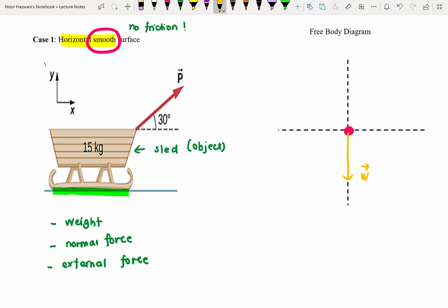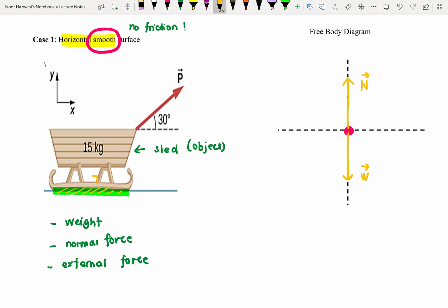And then second, we have normal force. Normal force must always be 90 degrees to the surface, or always perpendicular to the surface. Like we mentioned, this is the surface. So 90 degrees to the surface means the arrow should point upward here. Just copy the arrow onto your free body diagram. So this is your normal. Don't forget to label it with vector capital N.